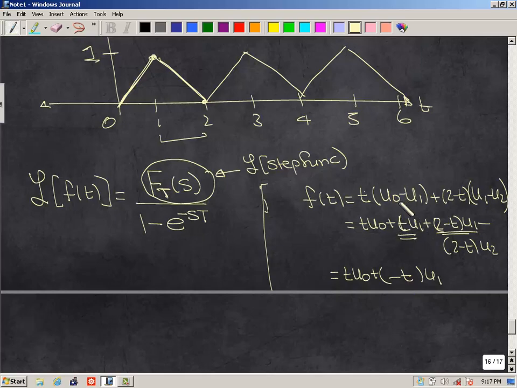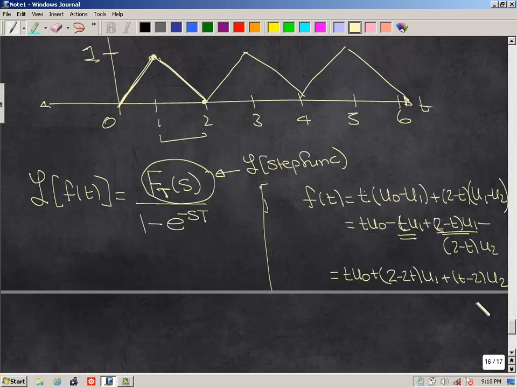Oh no, when you distribute it, this will be negative, so I did that wrong. So you'd actually get 2 minus 2t of u1, and then the last one is going to be, I'll put a plus here, t minus 2 of u2. Okay, that's what you'll end up with. So that's the step function.